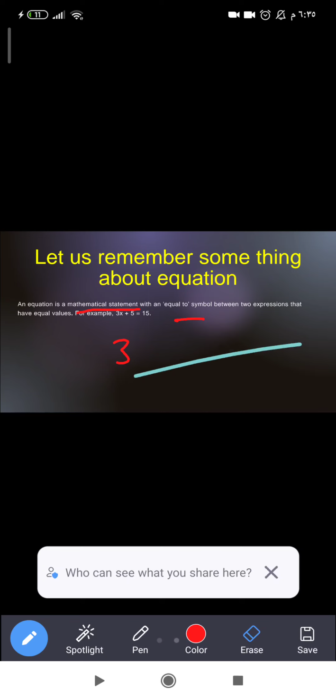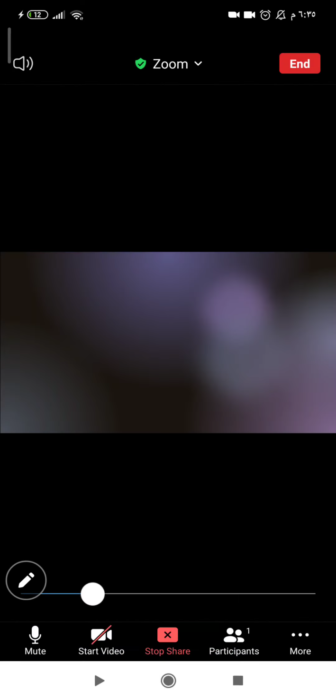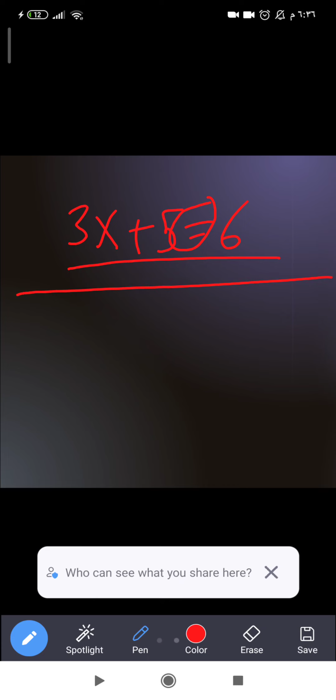So, look, I will take some examples. 3x plus 5 equals 6 is an equation because, look, it has an equal sign and a mathematical statement between variables and constants. But something like 3x plus 5 is not an equation because there is no equal sign there. So this is the equation.